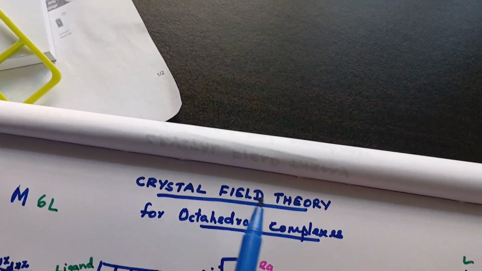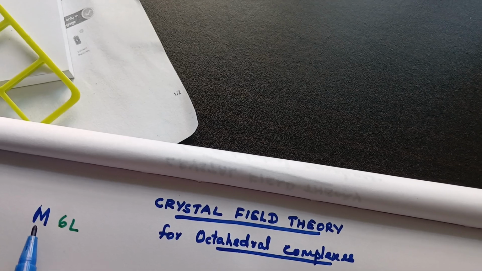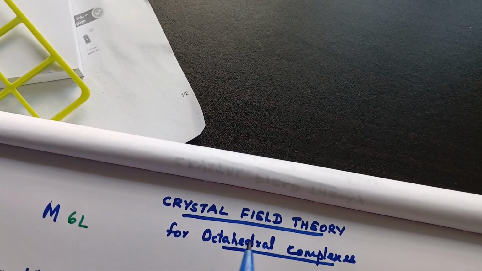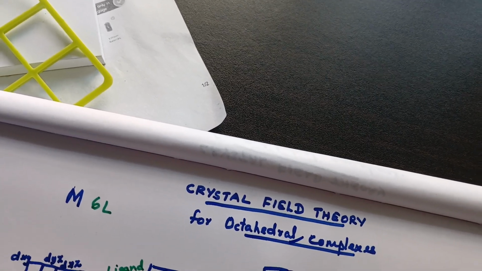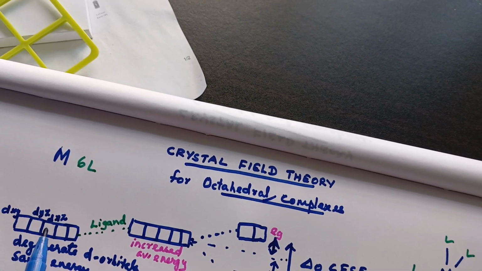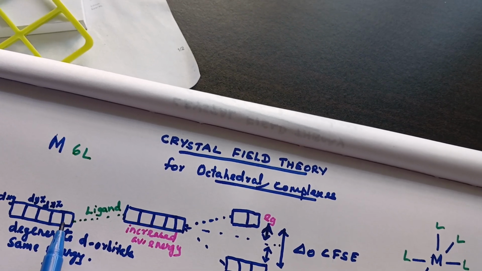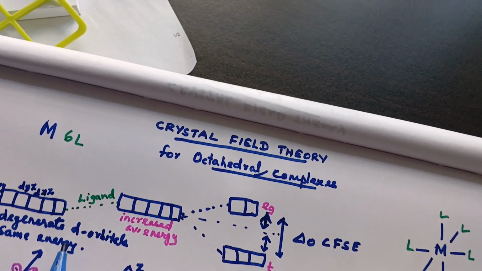Let us look at crystal field theory for octahedral complexes. We know that a metal atom is approached by 6 ligands in the case of octahedral complexes. So the d orbitals of the metal atom are dxy, dyz, dxz, then dx square minus y square and dz square. They are degenerate d orbitals, that is, they have the same energy.